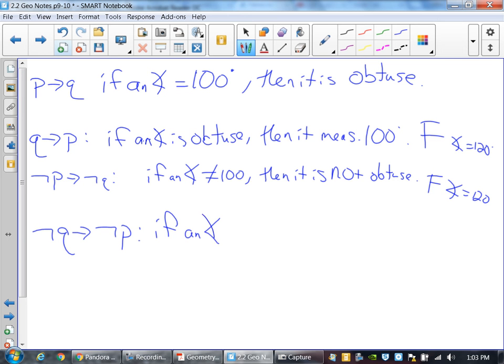If an angle is not obtuse, then it is not 100 degrees. And that's true. So again, notice the first and the last, those usually are going to mirror up to be the same. Don't get me wrong, there are one or two that I've seen that they don't. But generally speaking, the first and the last usually match up. That's how most definitions work in geometry. That's how a lot of theorems are shown.